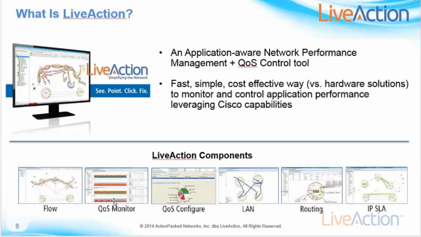thresholds are exceeded. On QoS Configure, we provide the ability to view, edit, and apply changes to existing policies, as well as creating new ones from scratch or using one of the many Cisco best practice QoS templates. On LAN, we provide layer 2 QoS monitoring, LAN path visualization, as well as spanning tree protocol visualization. On routing, we visualize the VRF, the routing, the adjacency tables, next hop, route tracing, and graphical policy-based routing.